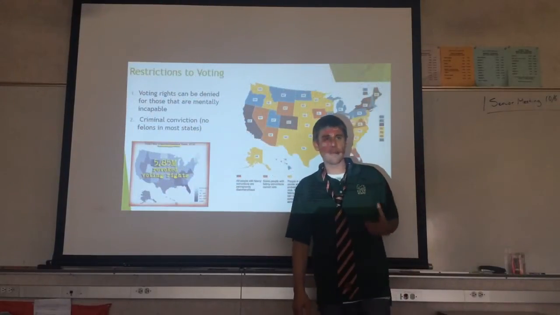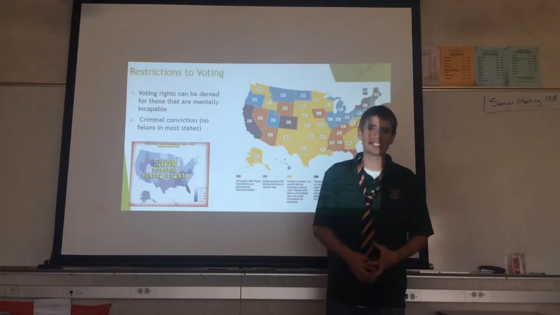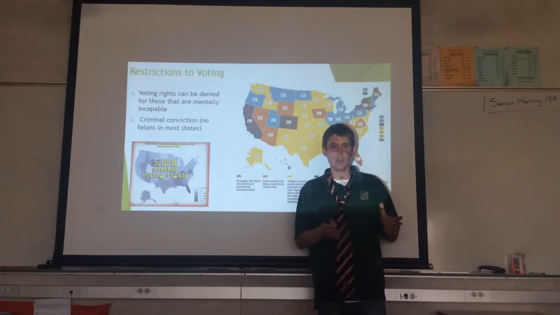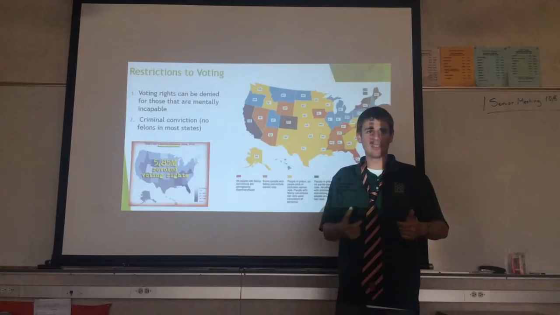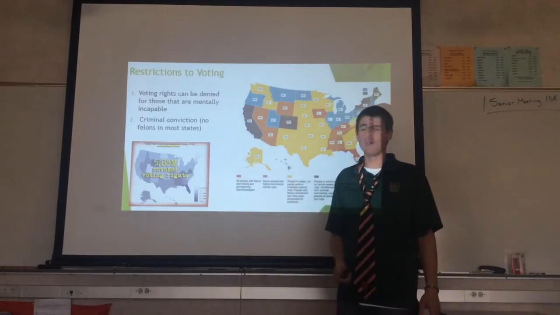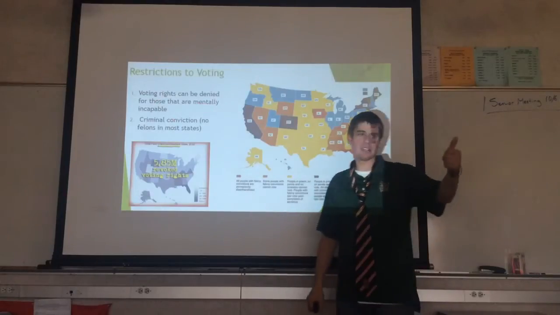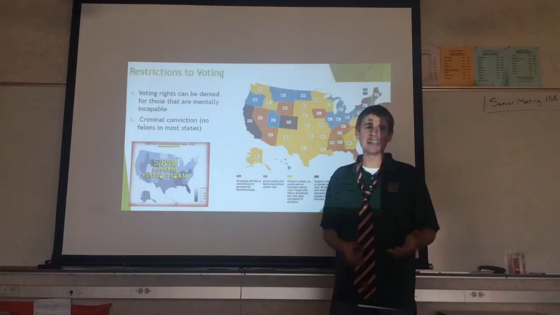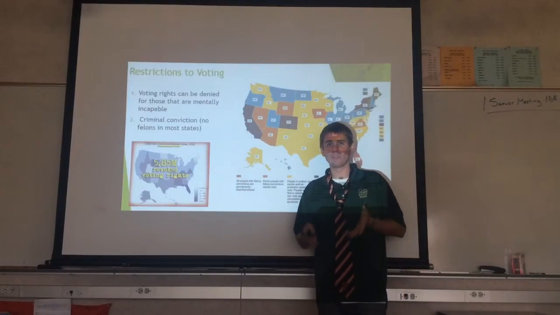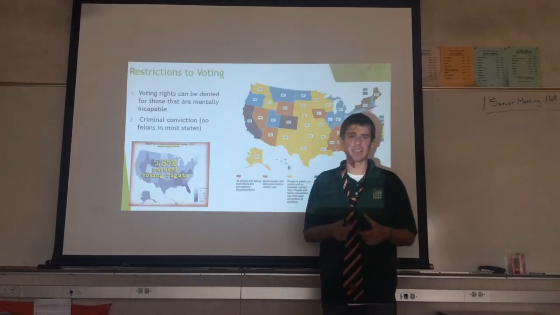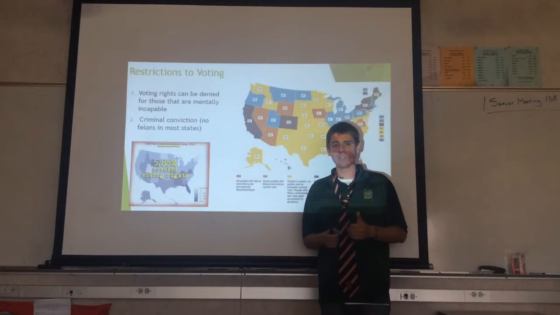There are some restrictions to voting, and I'm not just talking about voter ID laws. That would be more of a barrier, a difficulty in the voting process. This is outright restriction. You cannot vote if, one, you're mentally incapable of voting. So if you're mentally disabled. The idea being we want people to make informed decisions. If you do not have the capacity for that, they kind of exclude you from the political process.